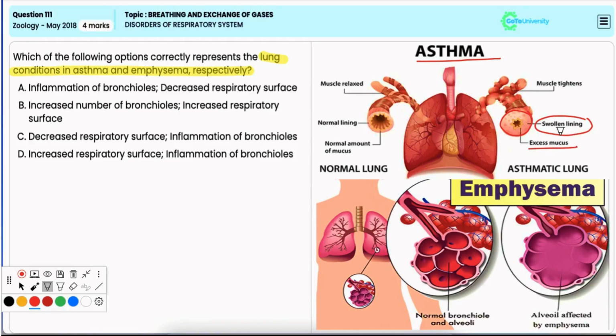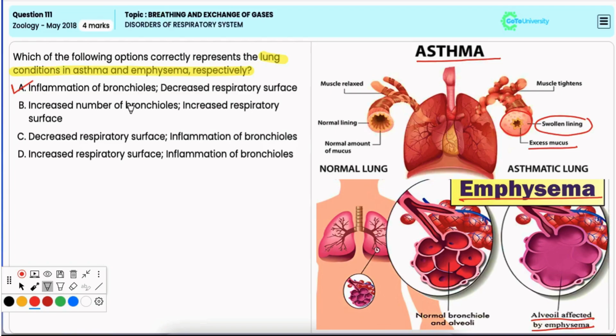And in emphysema, the alveolar walls are damaged, leading to the decrease in the respiratory surface for gas exchange. So, this option correctly describes the conditions in asthma and emphysema. Hence, it is the correct option.